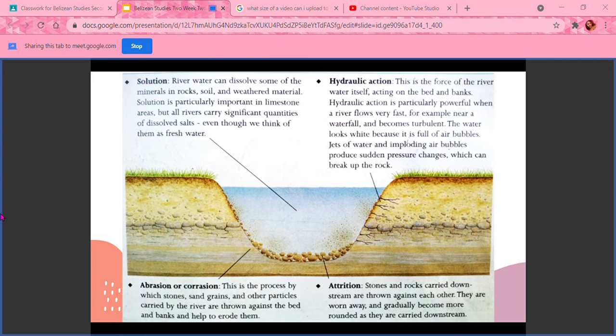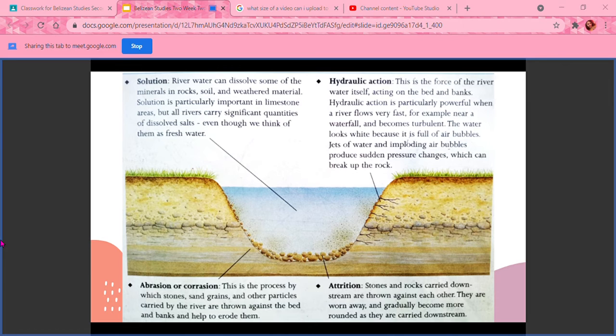Abrasion or corrasion. Those words mean the same thing, just two words to talk about the same thing. But abrasion or corrasion is the process by which stones, sand grains, or other particles carried by the river are thrown against the bed or the banks. So, solution is automatically things that are dissolved in the water. Hydraulic action is the movement hitting against the river bank, the movement of the water.